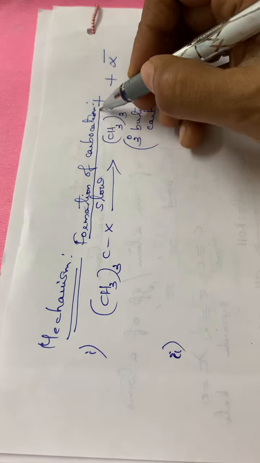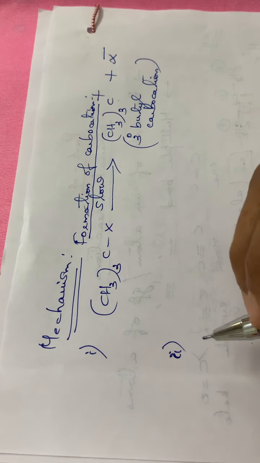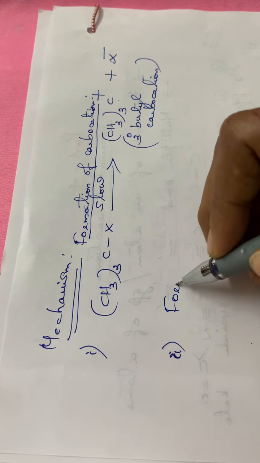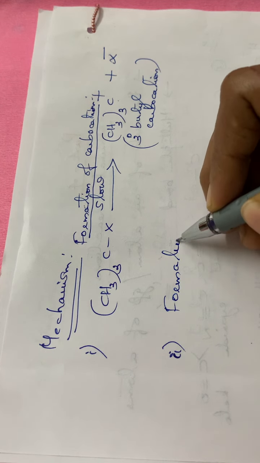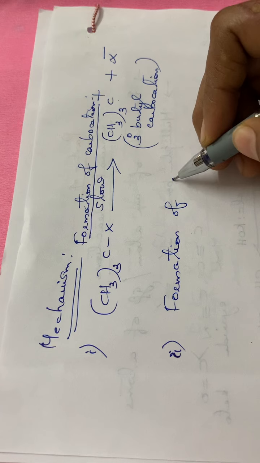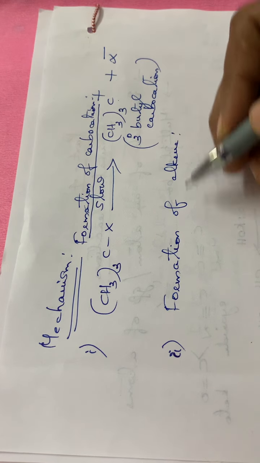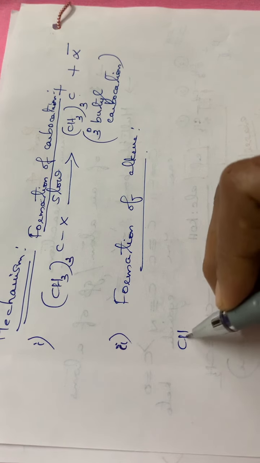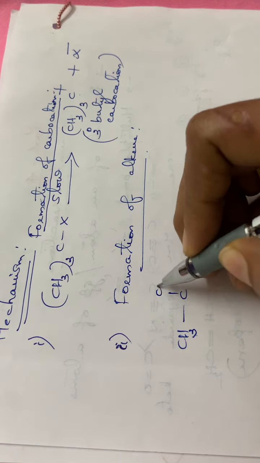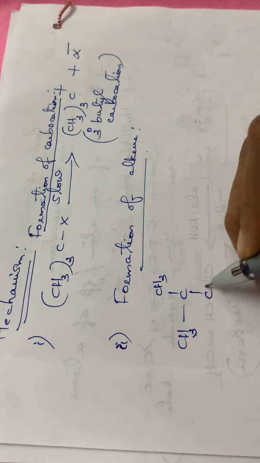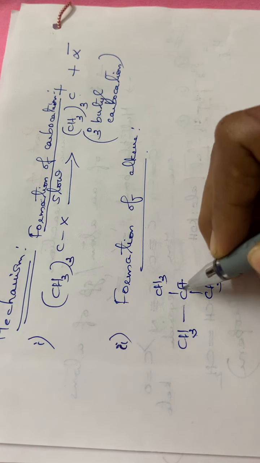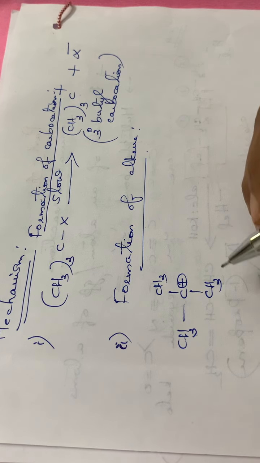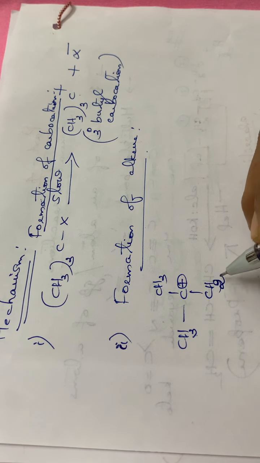First step is formation of carbocation, and the second step is formation of an alkene, or product formation. Here, this tertiary butyl carbocation, (CH3)3C+, I am writing it like this, (CH3)3C+. Here, this CH3 I am writing as CH2H.